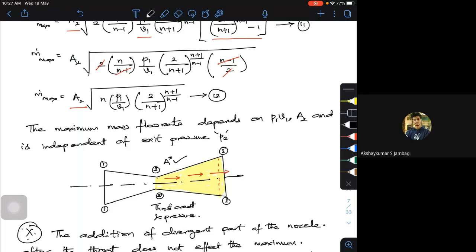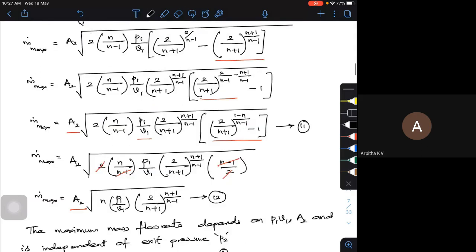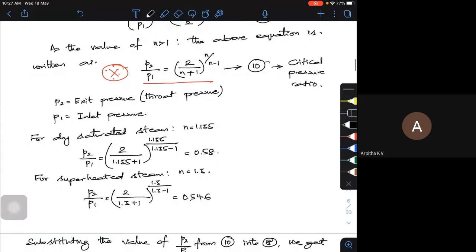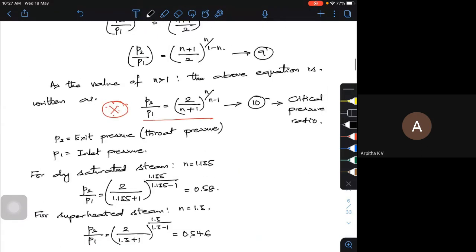Yes, sir. Okay, fine. Sir, one more. Yes, Pita. Actually, in equation 10, while substituting for P2 by P1, we have substituted 2 divided by n plus 1 to the power n divided by n minus 1. Yes, tell me. Okay, sir, I understand. The only reason is n is greater than 1, that's it.